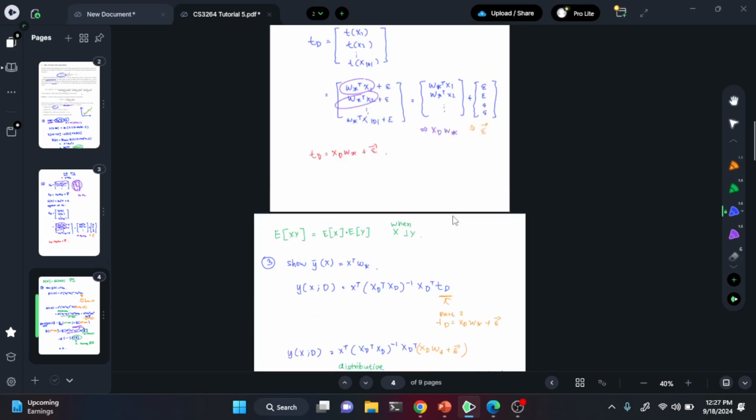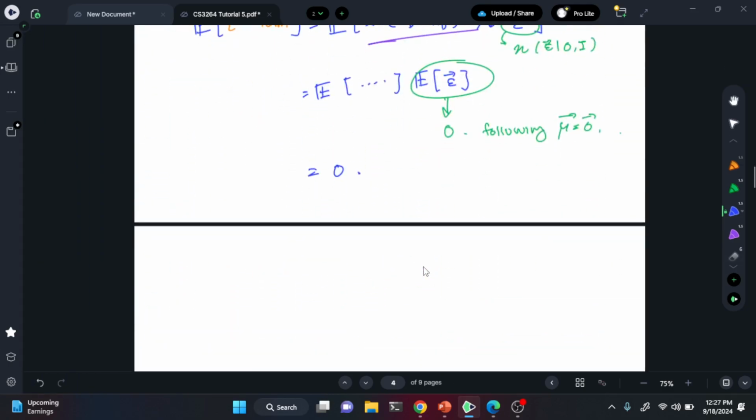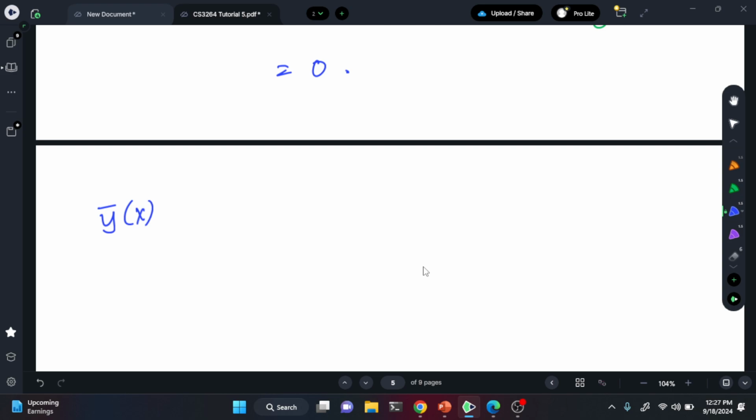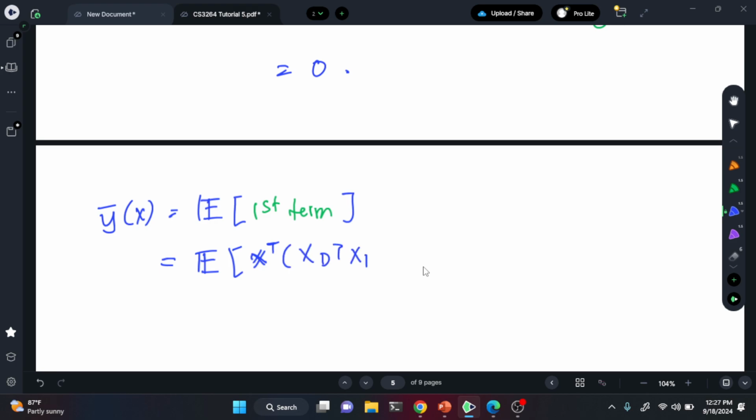Let me just zoom in. We have shown just now that this average regressor is the expectation of the first term plus the expectation of the second term. But the second term we have shown is 0. So we just go with the first term only. This will be the expectation of whatever is inside my first term. Essentially I'm taking the expectation of this part, which is small xt, capital XD transpose, XD inverse, then another XD transpose, then an XD with a W star.